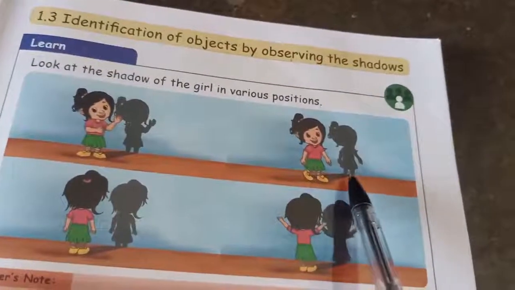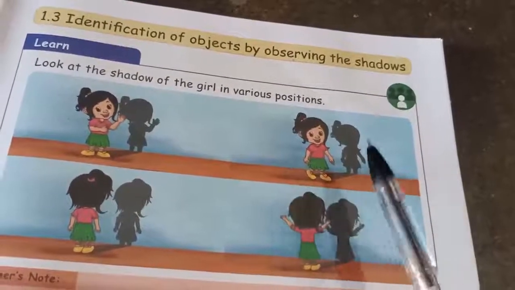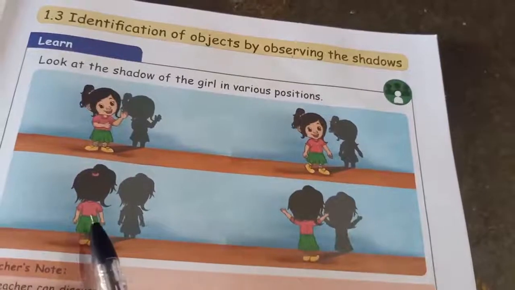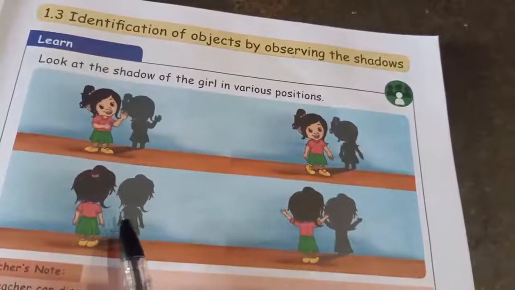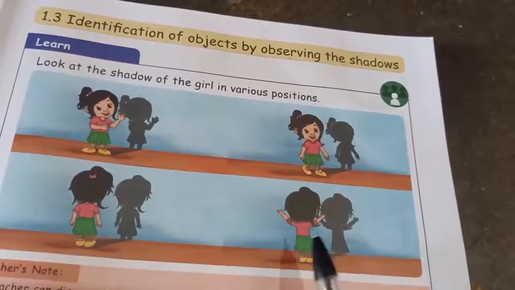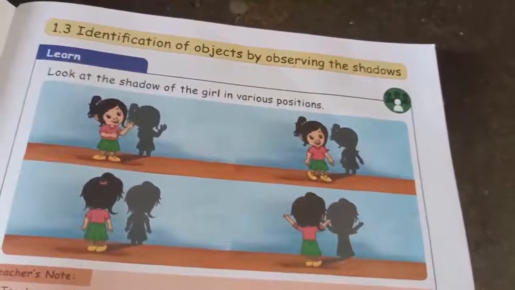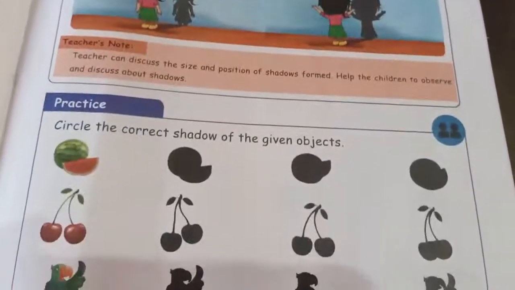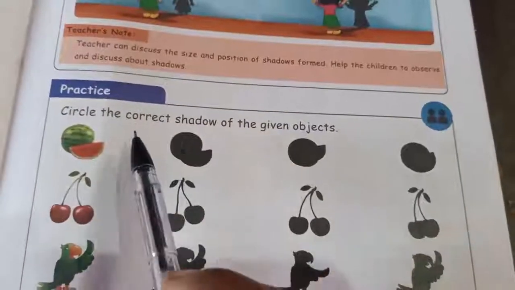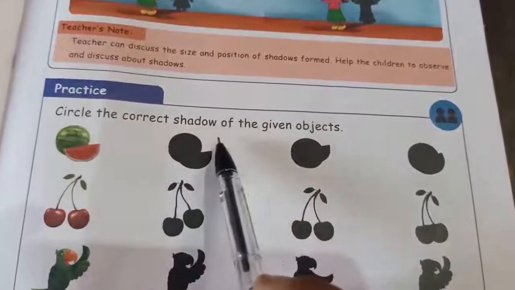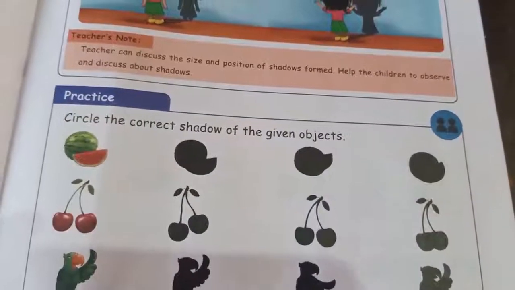See her position and see this shadow, two also same. Okay, so in the same way also everything she is turning, that shadow also same position. Okay, see this position and shadow also same position. Okay ma. See the next one. For your practice, circle the correct shadow of the given objects.